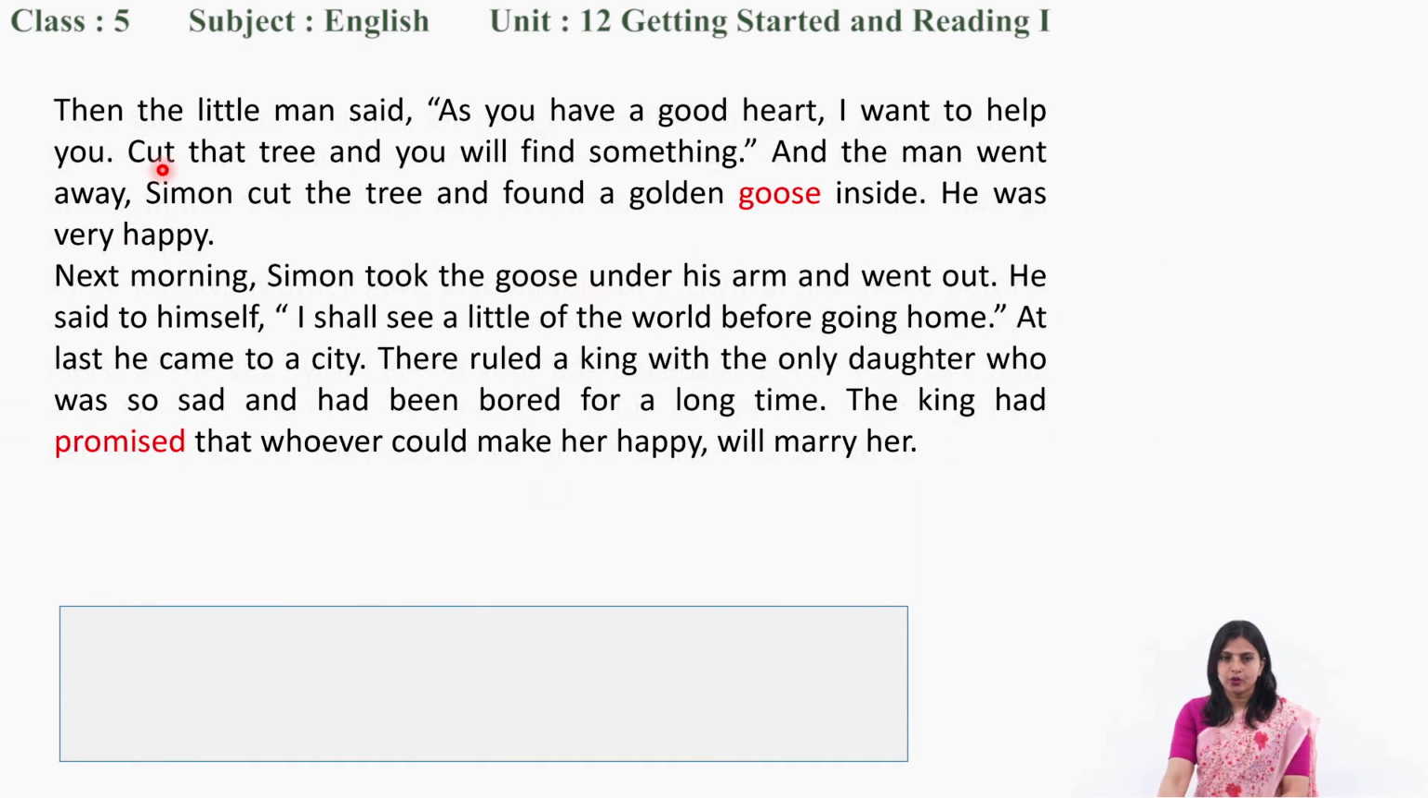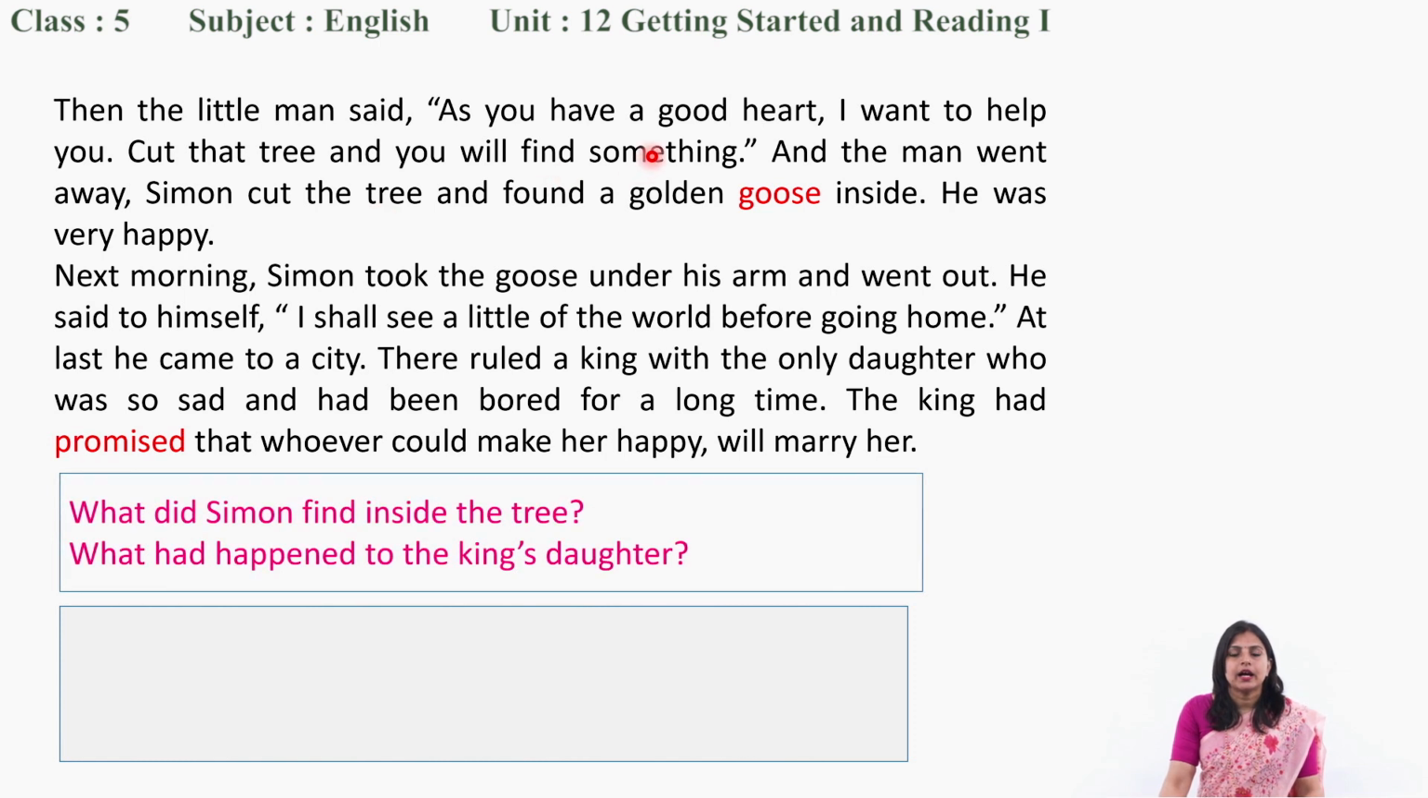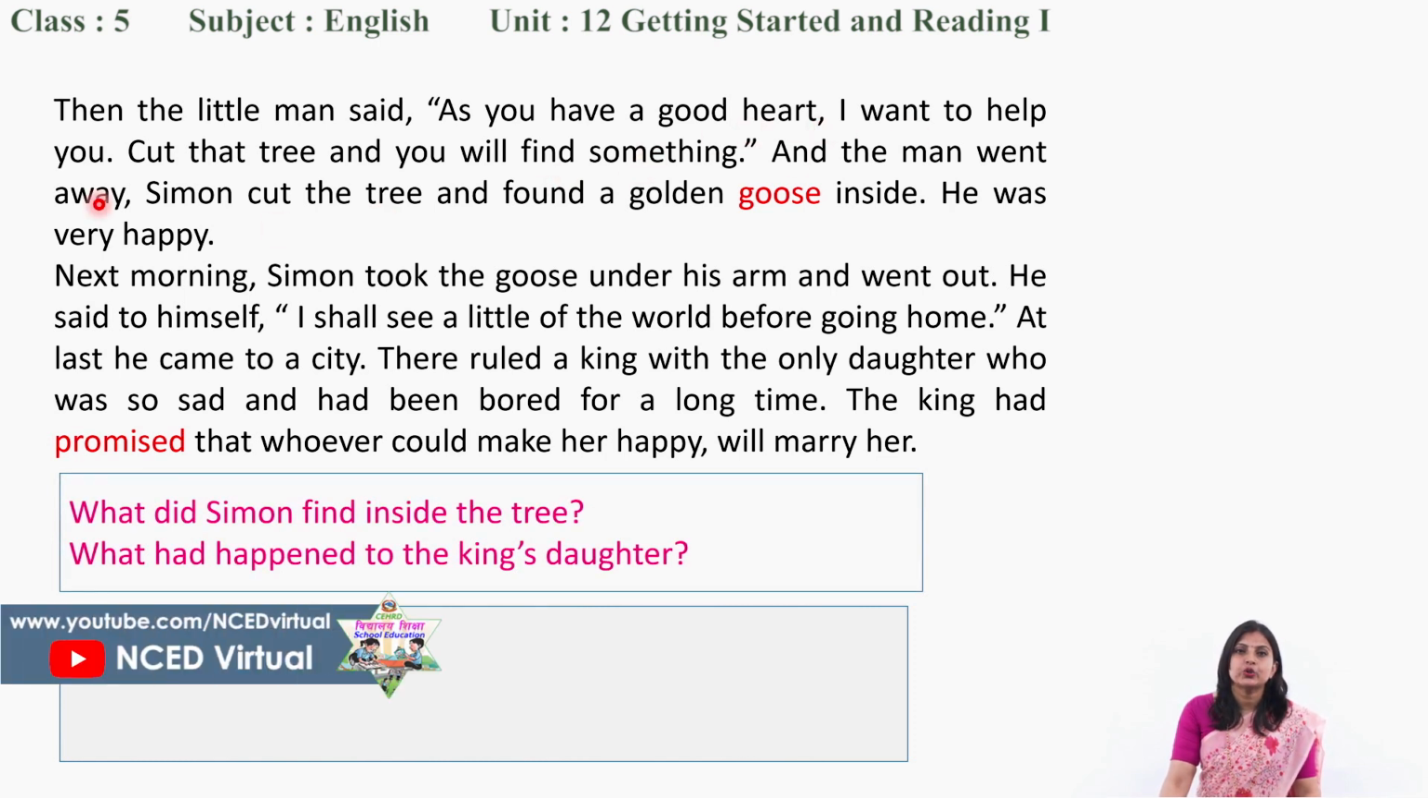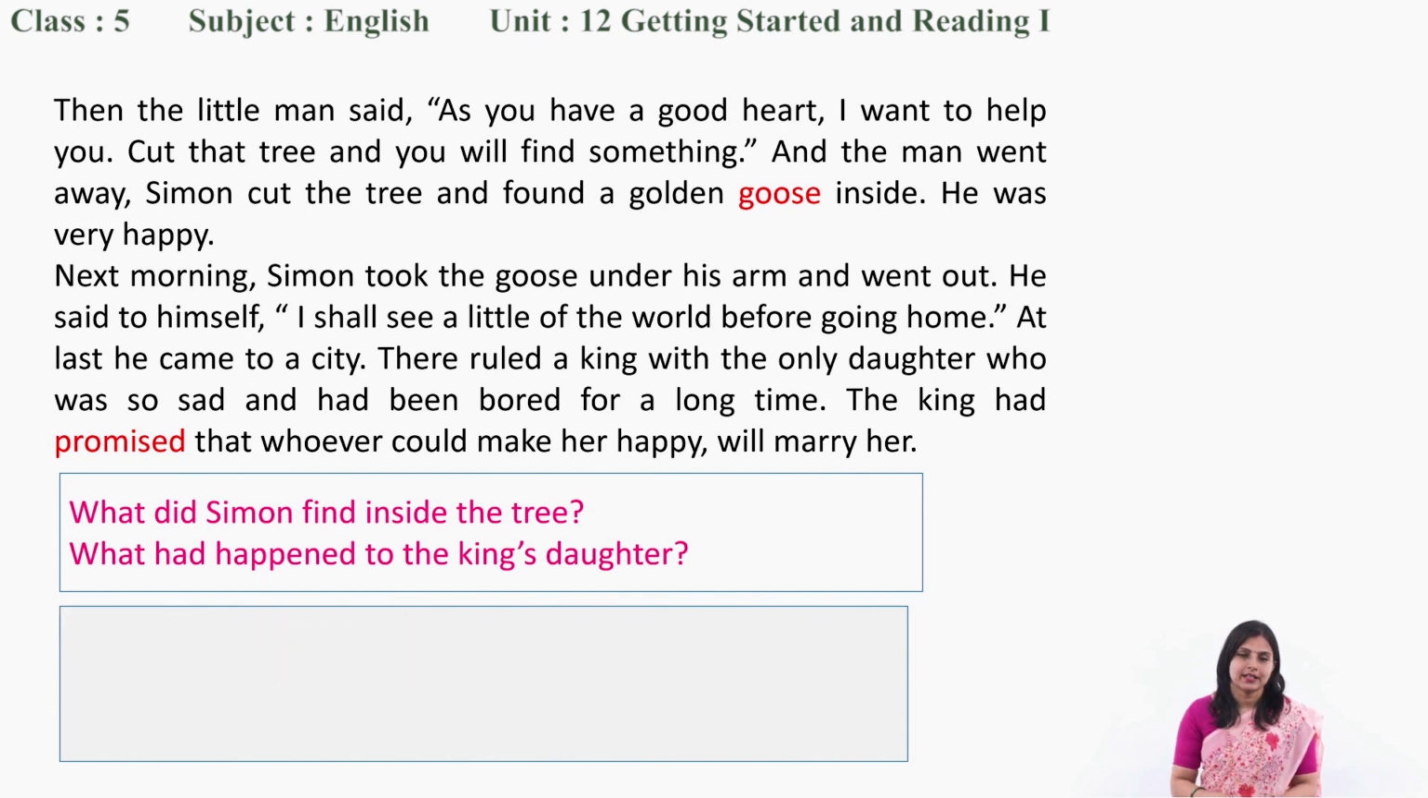Then the little man said, "As you have a good heart, I want to help you." What did the old man say? "Yes, you have got a good heart." He was a kind person. "So I want to help you because you have helped me. Cut that tree and you will find something." What did the man say? He was about to cut the wood. So he said, "Go and cut the wood. Go and cut the tree. And there is a surprise for you. There you will find something."